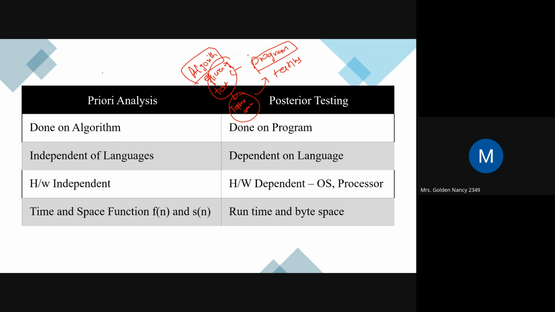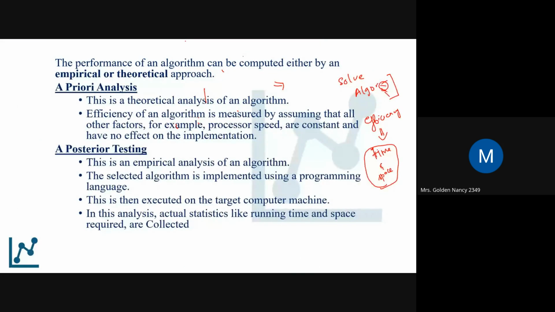Okay, so if you have a problem in your hand, you can solve this problem by using an algorithm. You will have many algorithms, but to choose the best algorithm from the available algorithms, you can do that by using time and space complexity. So this is what your analysis part is.